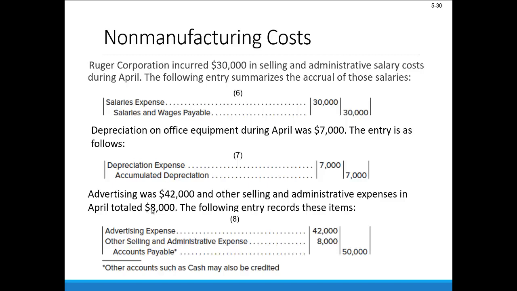And then finally, advertising here was $42,000, and other selling and admin expenses were $8,000. So here's the entry we'd have for that: a debit to advertising expense of $42,000, a debit to the other selling and admin expenses for $8,000, and then a credit to accounts payable, or cash if we paid any of these in cash, for the total of $50,000.